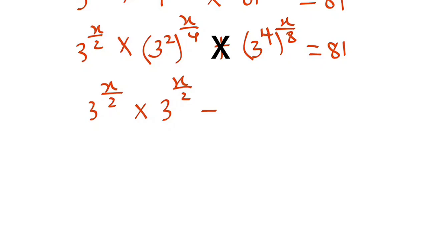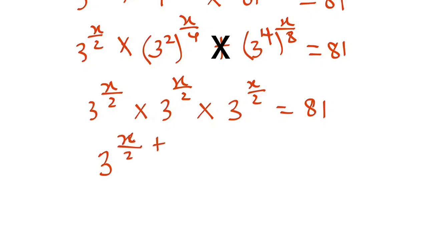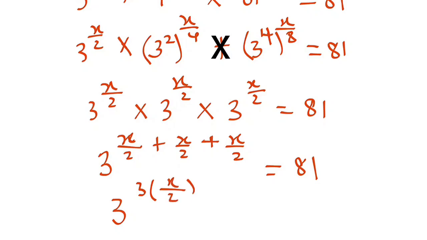Are you getting it now? Then times 3 to the power of 4x over 8, so 4 divided by 4 is 1, 8 divided by 4 is 2, so we're going to have x over 2 there too. So we have x over 2, and it equals 81. Now since we have the same bases, we can just pick one from the lot and add all the powers together: x over 2 plus x over 2 plus x over 2, that is x over 2 three times.